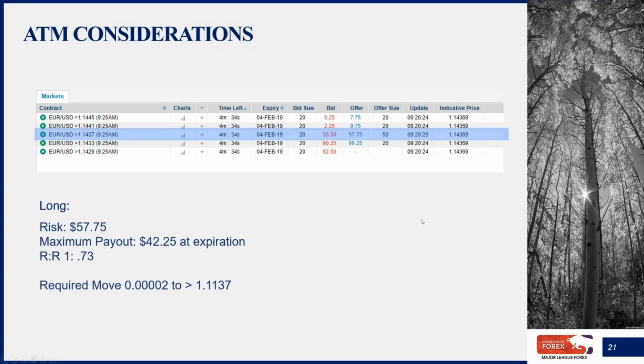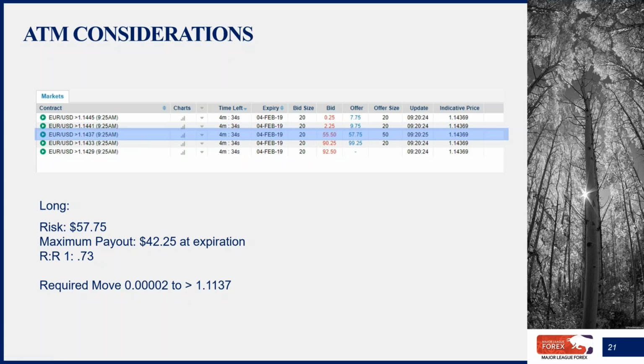I have to take it off if I do that. Okay. So if we were buying this at the money, I just want to label it out for you. The risk if we were buying this is $57.75, right? Meaning at expiration, the maximum payout we can make on this one is $42.25. So the risk to reward ratio is 1 to 0.73.